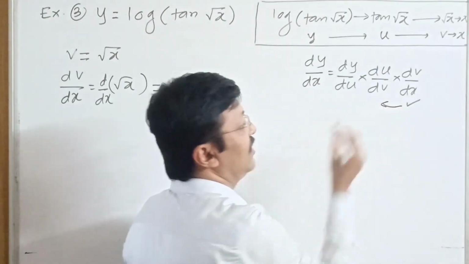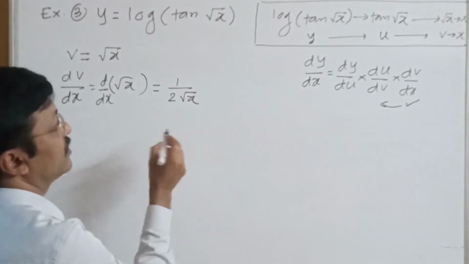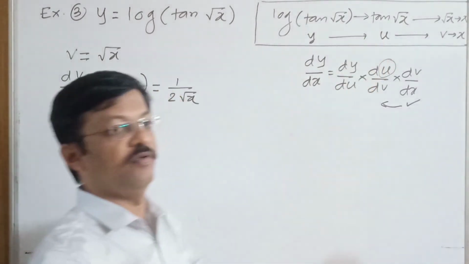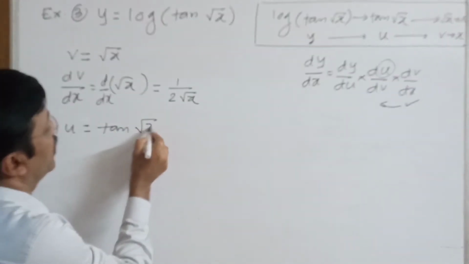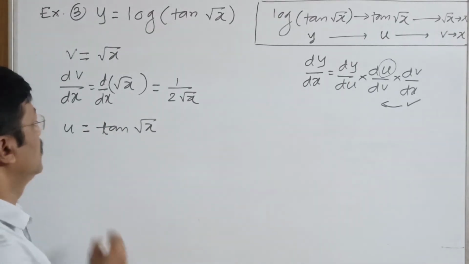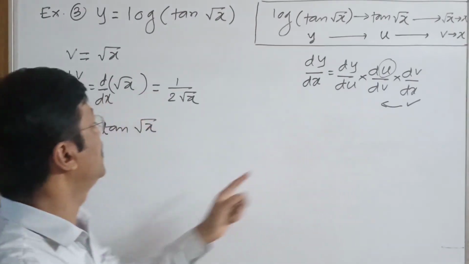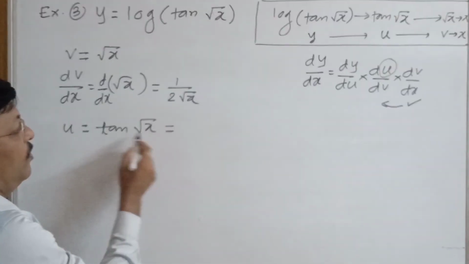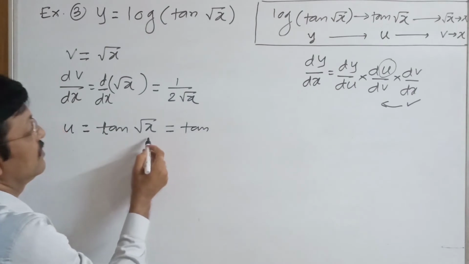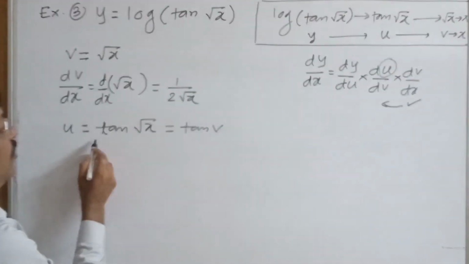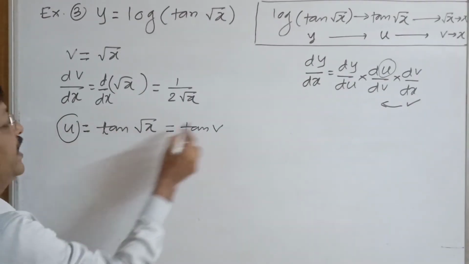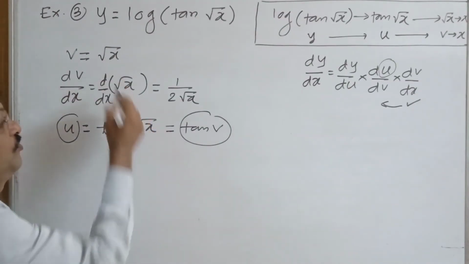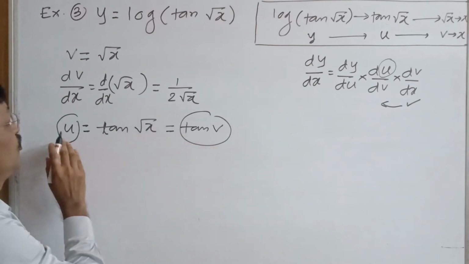Let's find du by dv. For that I have to write what is our u. u is equal to tan of root x. So first of all du by dv is to be found out, so I have to write tan of root x in terms of v. Root x is v, so tan of root x means tan of v. Now consider u as just tan v, instead of tan root x. So u is tan v.